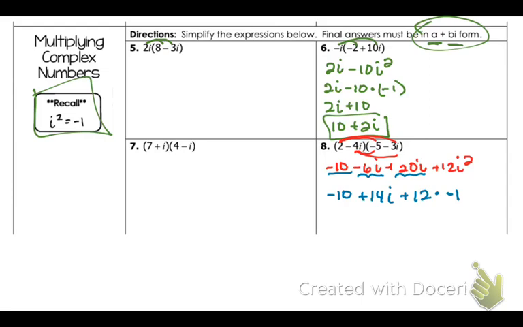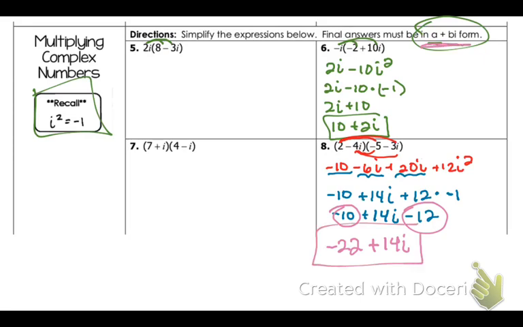So now from here, I'm going to multiply that 12 times the negative 1. I'm left with negative 10 plus 14i minus 12 because I multiplied them. Notice how once you did that, there's more stuff that you can now combine. So we have that negative 10 and the negative 12 that can actually be combined, even though earlier it looked like they couldn't. So I'm going to add these up because they're both negative. I'm going to end up with negative 22 plus 14i, and I'm going to double check, is it in the form a plus bi? It is, and now I'm done.